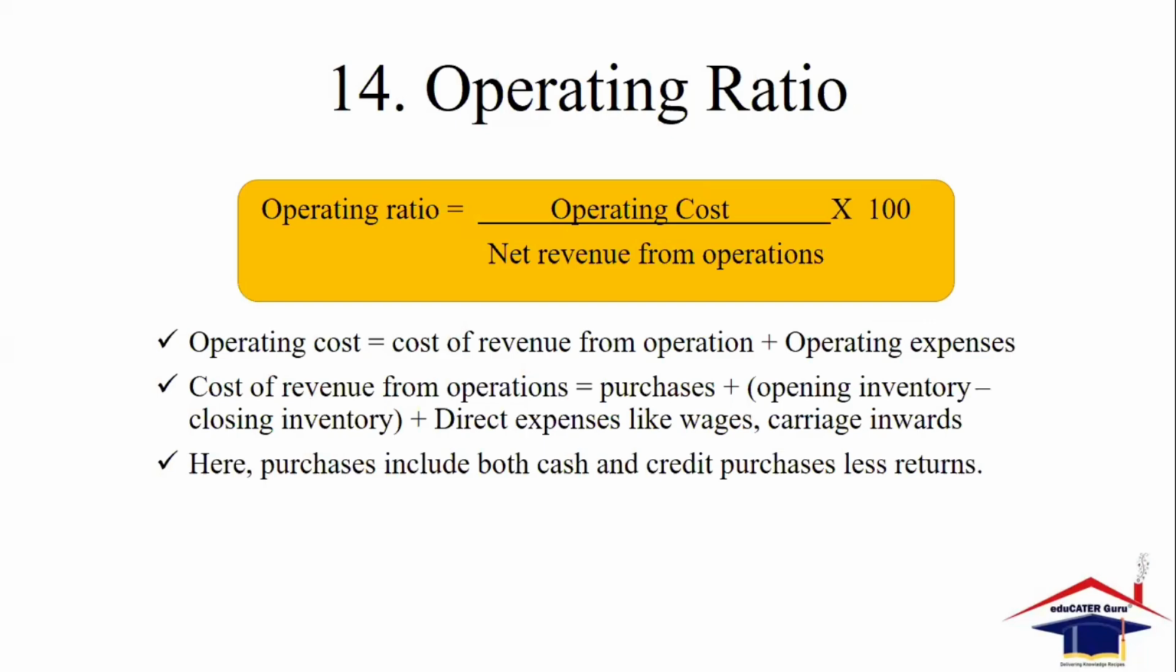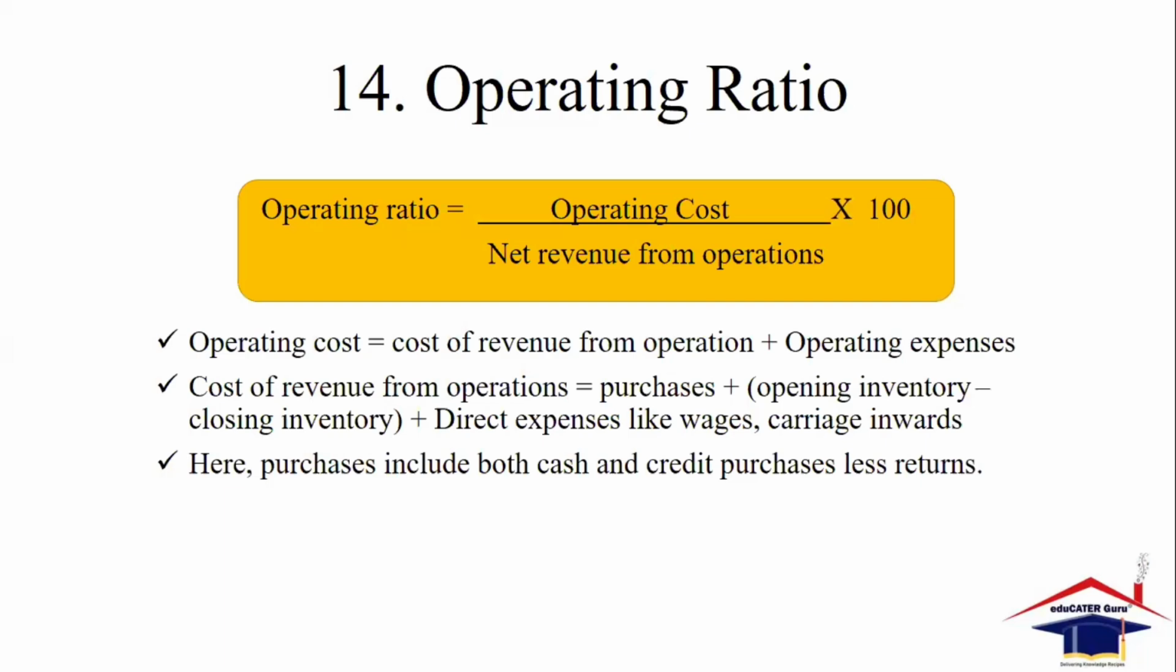Next, operating ratio. Operating ratio is equal to operating cost divided by net revenue from operations into 100. If you multiply it by 100, then it will become a percentage, or else it is a simple ratio. Operating cost consists of cost of revenue from operations and other operating expenses.